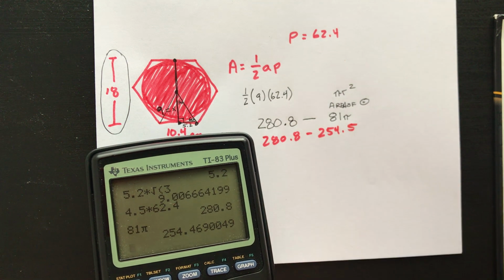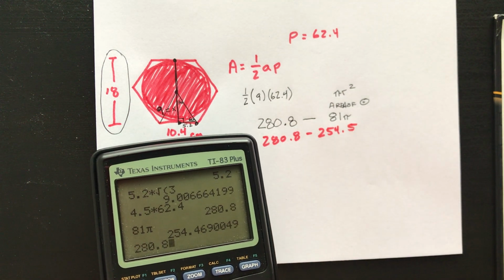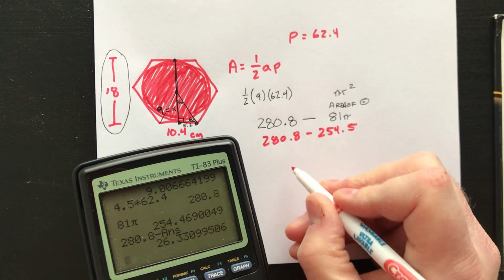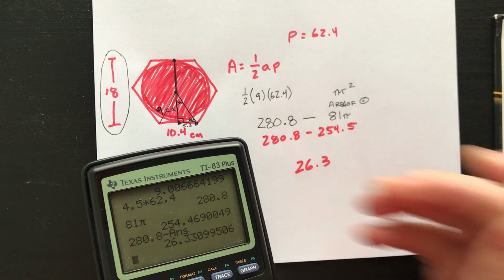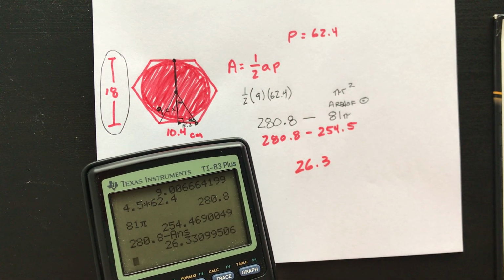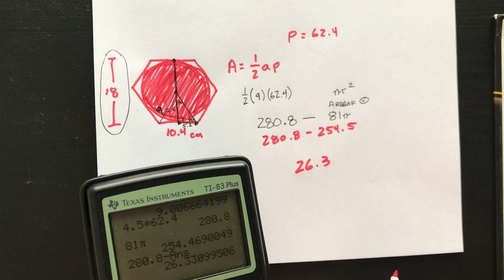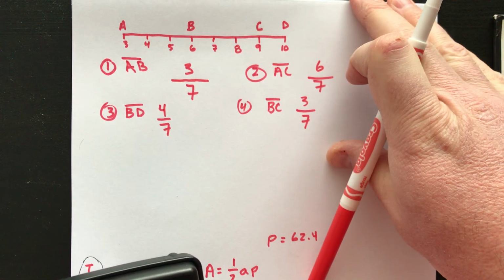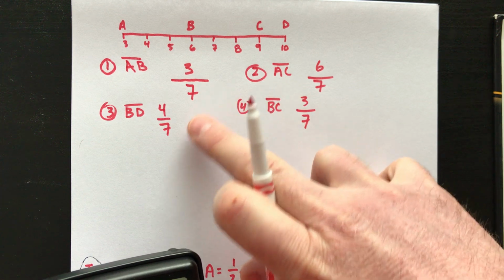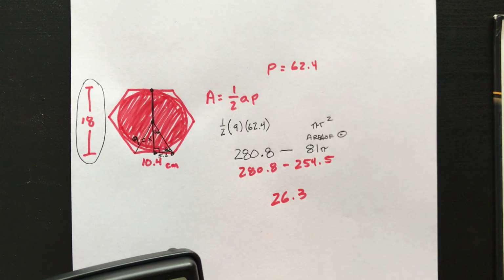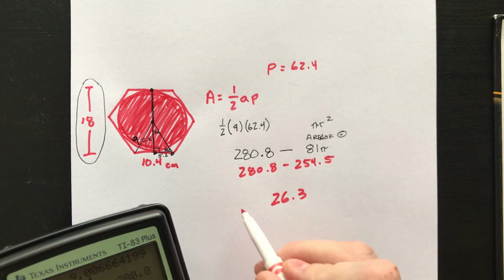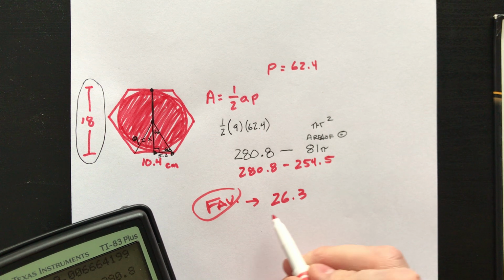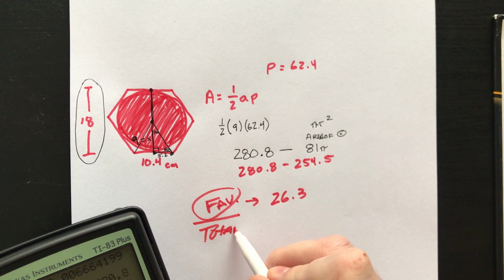Now 280.8 minus, I'm just going to do the answer here. So you get 26.3. All that told us is what the area is of the white regions. But according to geometric probability and what we were doing up here, what goes in the denominator? What always has to go in the denominator? The total. Its favorable outcome, which is this. This is our favorable, over total.